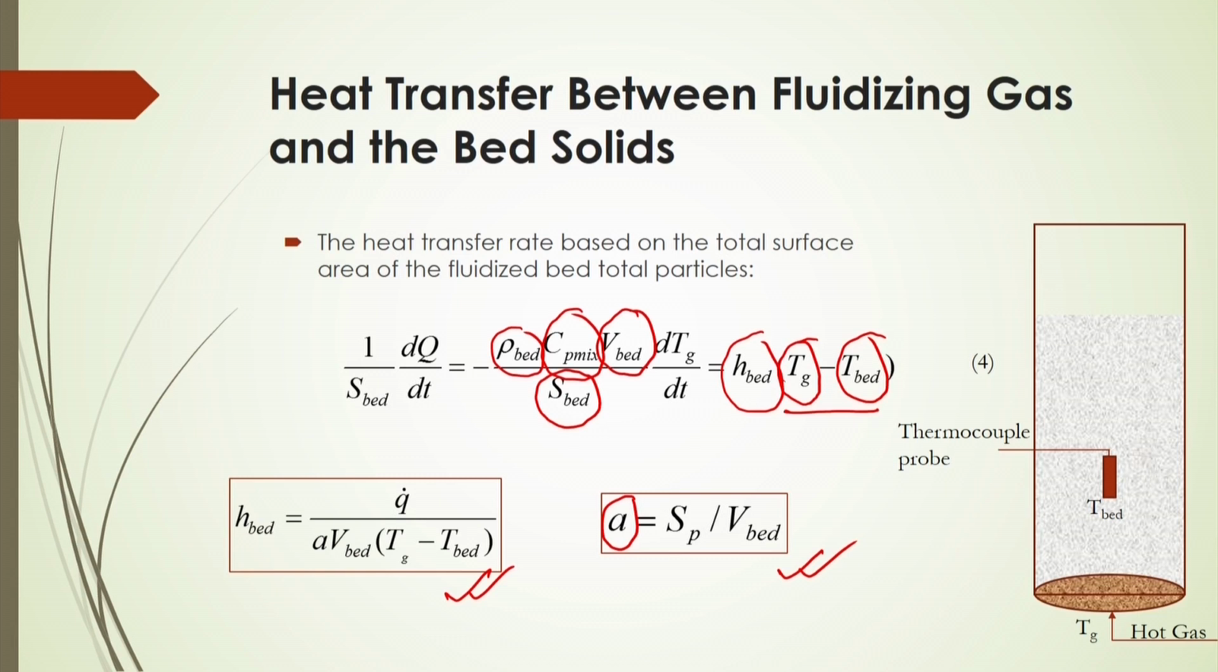So, again, if we supply some hot gas there and measure the temperature change of that medium, then from how the gas changes its temperature, you will be able to calculate what the heat transfer coefficient should be. And this bed heat transfer coefficient will be denoted by H_bed.